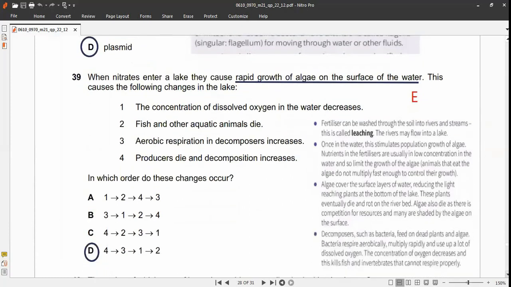Okay, let's see. Fertilizer can be washed through the soil into rivers and streams. This is called leaching. The rivers may flow into a lake. Once in the water, this stimulates population growth of algae.